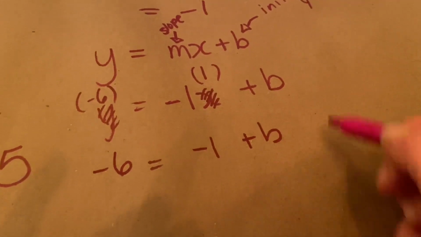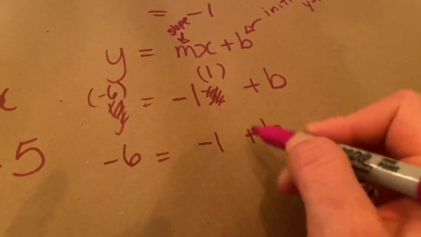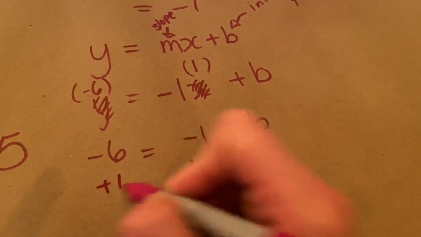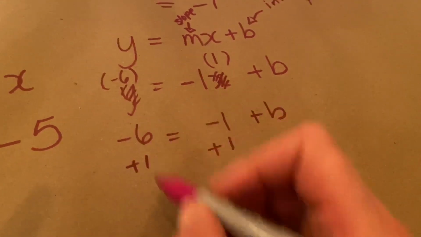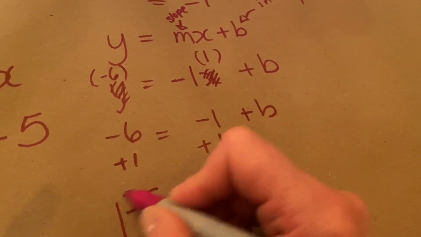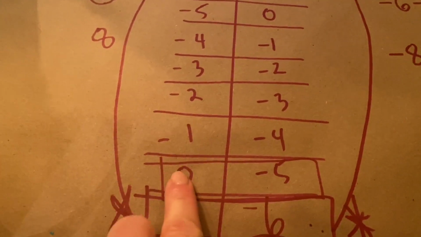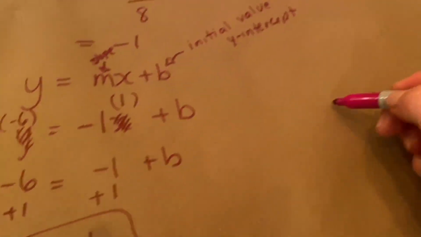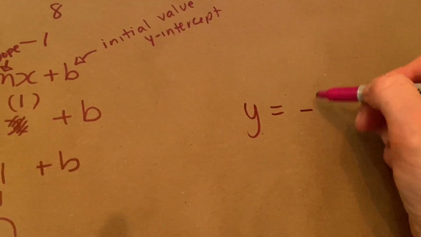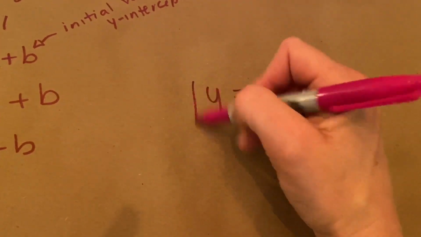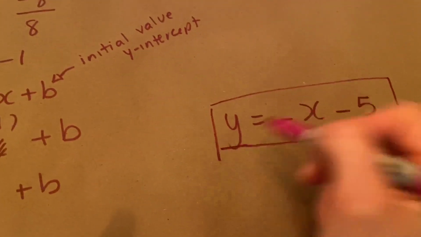We want to get b all by itself. So that means I need to move this minus 1. So I'm going to do plus 1 here, plus 1 here. My b is going to be equal to minus 5. And that's exactly what we found in our table, that at the beginning it is minus 5. So my equation is going to be y is equal to, it's going down 1 every x, and it starts at minus 5.